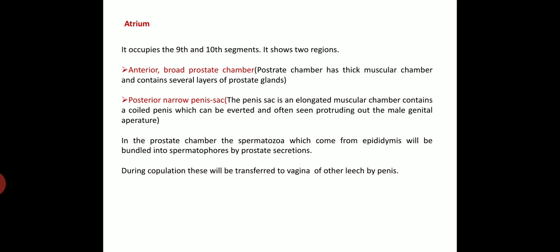The penis sac is an elongated muscular chamber which contains a coiled penis, which can be everted and is often seen protruding out from the male genital apparatus. In the prostate chamber, the spermatozoa which come from the epididymis will be bundled into spermatophores by prostate secretion. During copulation, the spermatophores will be transferred to the vagina of the other leech by the penis.